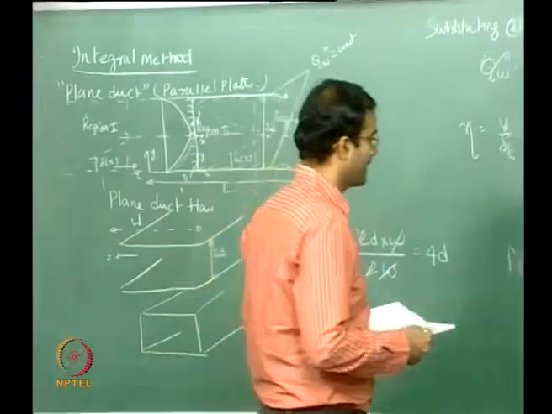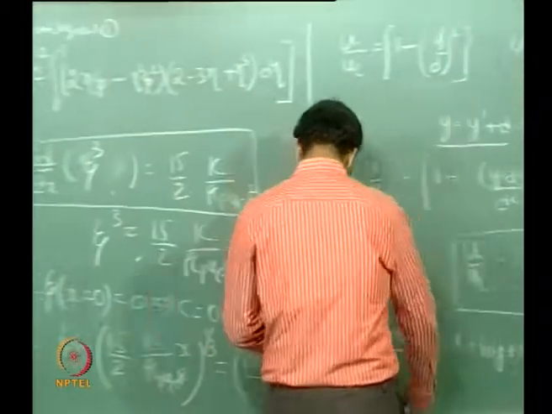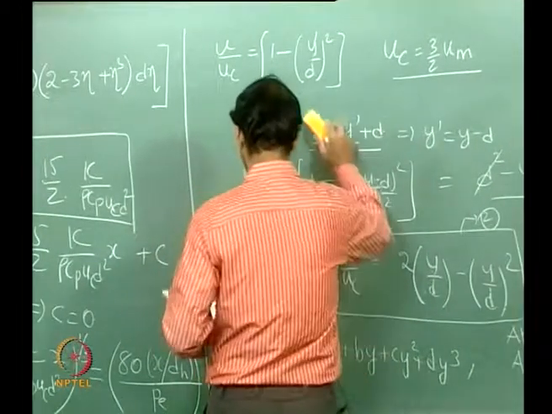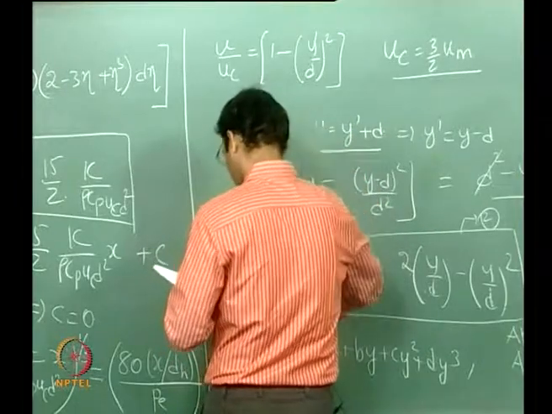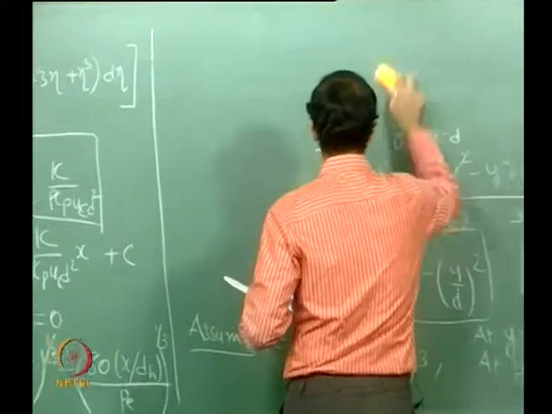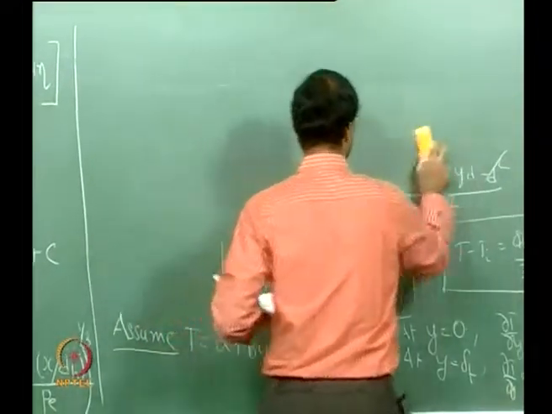Once you have your thermal boundary layer thickness, you can calculate your mean temperature and the wall temperature, and from there you can get an expression for the Nusselt number.